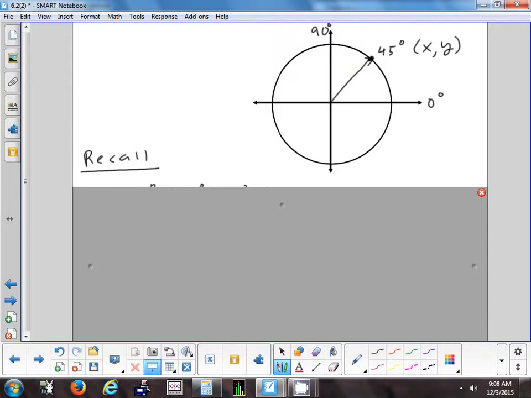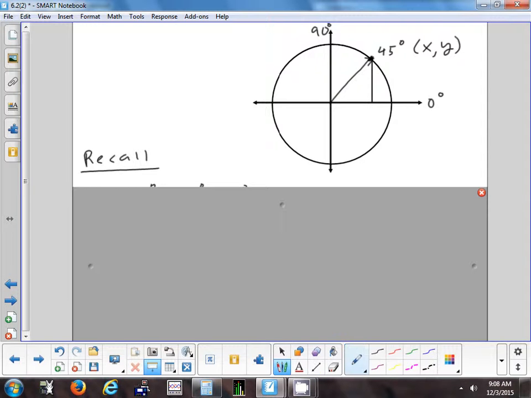Is it just pi over 4? Well, that's in radians, but remember, I want to know an x and a y value. So we just have to convert. We're going to convert this angle to a coordinate. That's the goal. Now, what shape do you think I could make out of this? Yeah, we're going to make a triangle out of it.